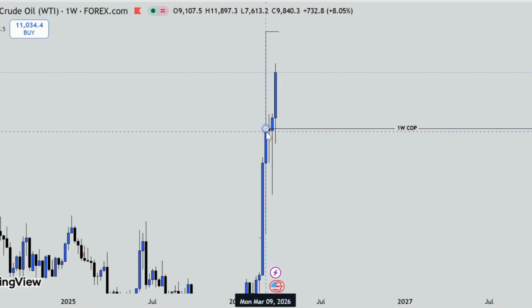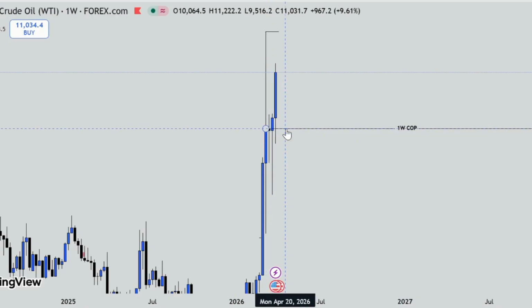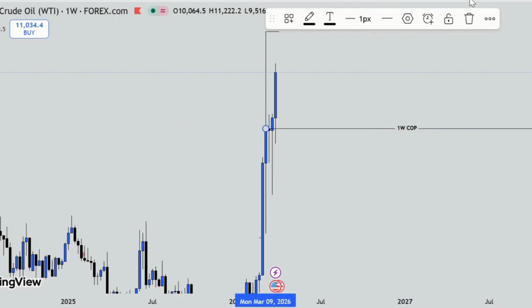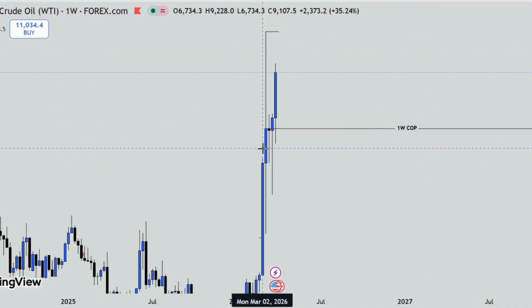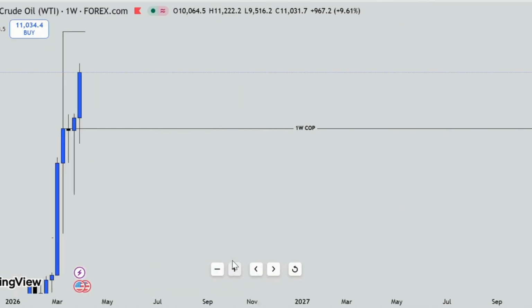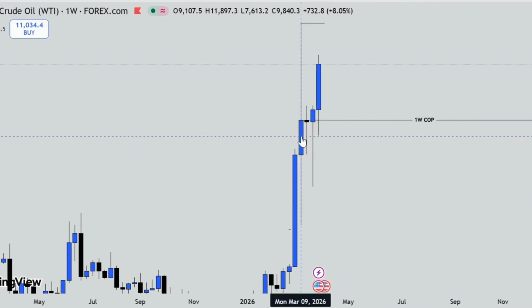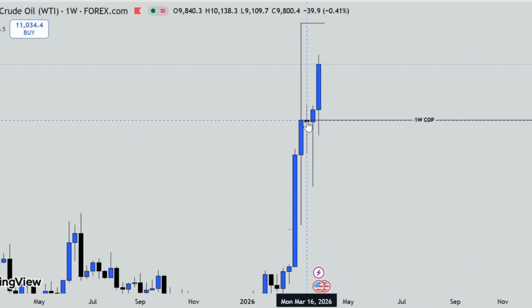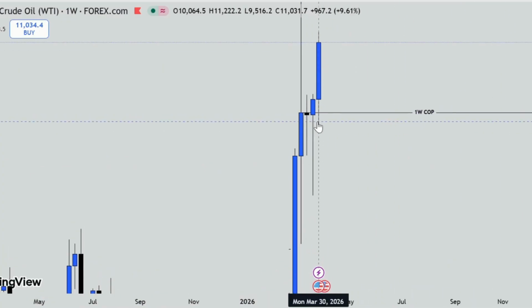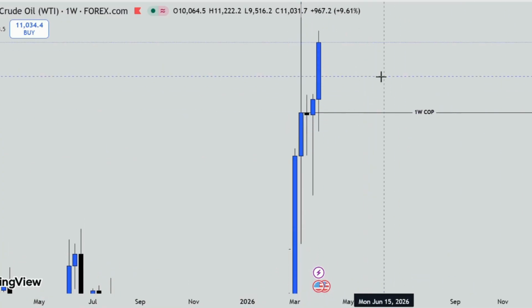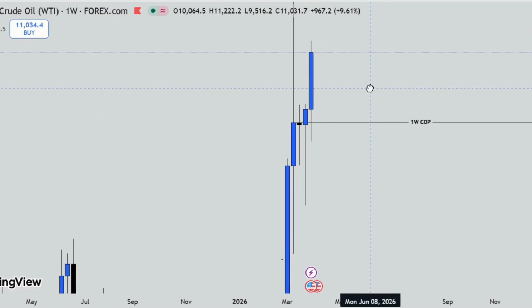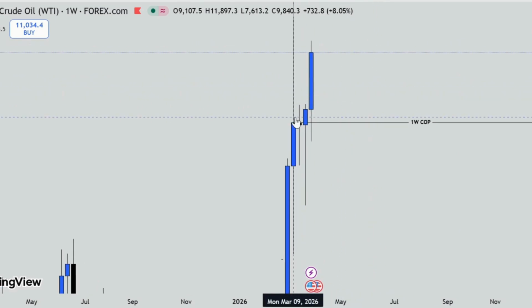So the close of this candle is the open of this candle. Sometimes it aligns at the same price, sometimes it doesn't. So how you are going to find out, or you ask yourself, why did I pick that level?